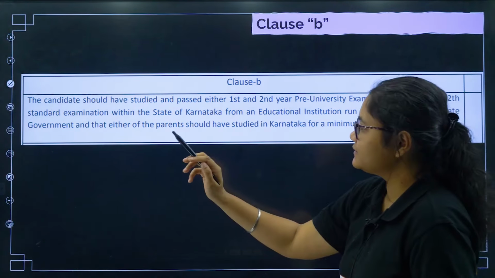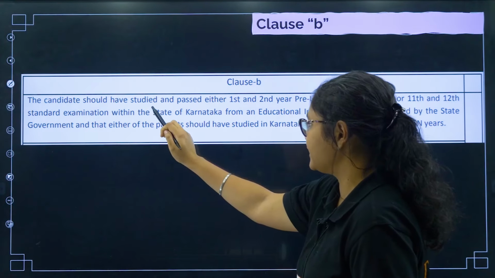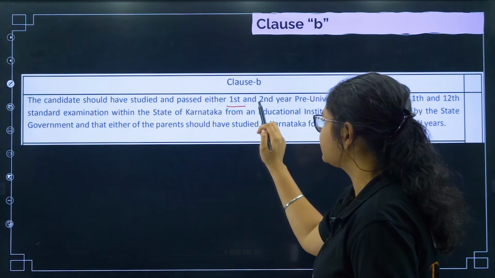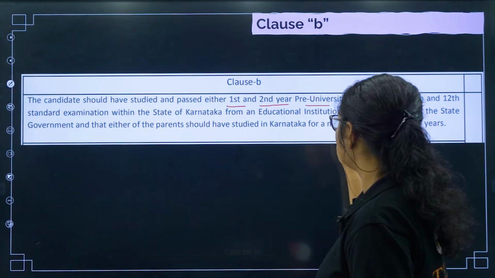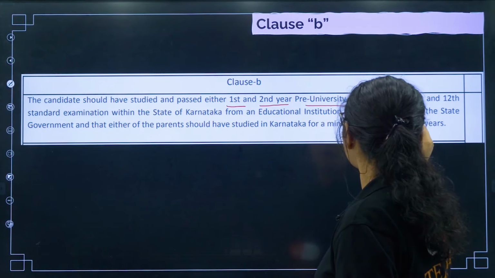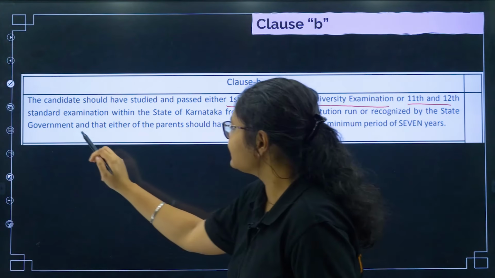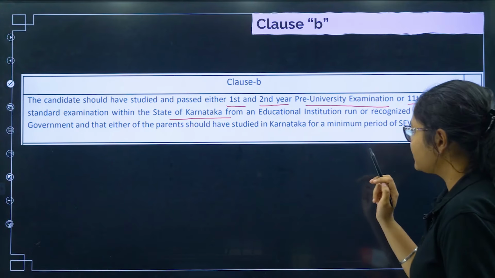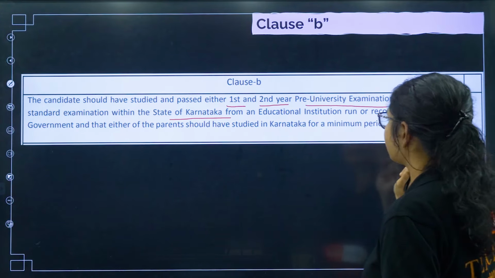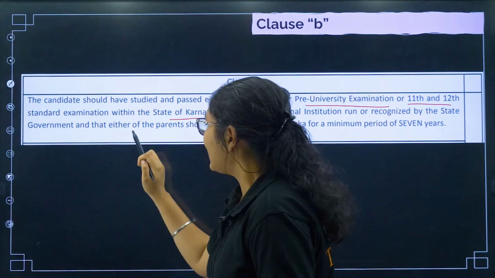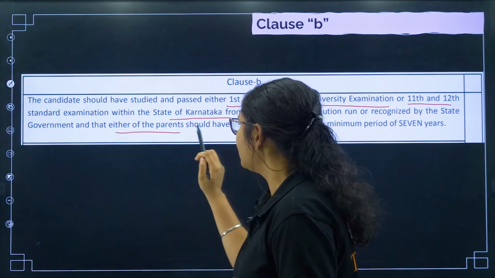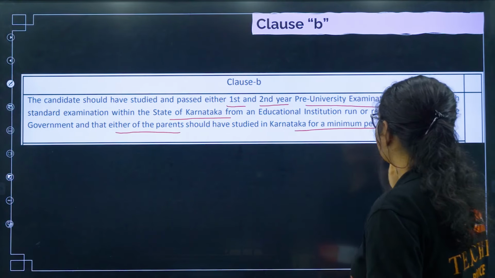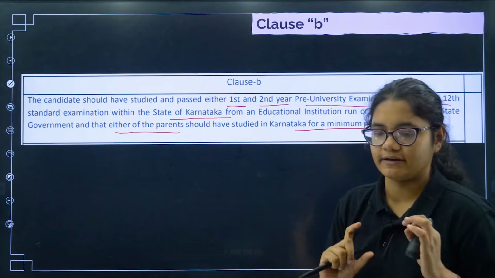Now here, the candidate should have studied and passed either first and second year pre-university examination or 11th and 12th standard examination within the state of Karnataka, from an educational institution run or recognized by the state government, and either of the parents should have studied in Karnataka for a period of 7 years. This is a very interesting clause.